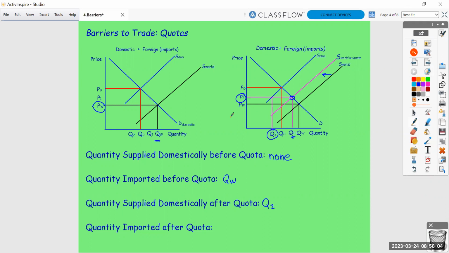Someone said Q2 minus Q1. Okay, so let's just reverse it and let's get the bigger number first. Oh, sorry. No, they said Q1 minus Q2. I said it wrong. It's okay, you got the right numbers. So when we're looking for how much is being imported, we want to go from the domestic demand, and then we're going to subtract what's going to be supplied domestically.